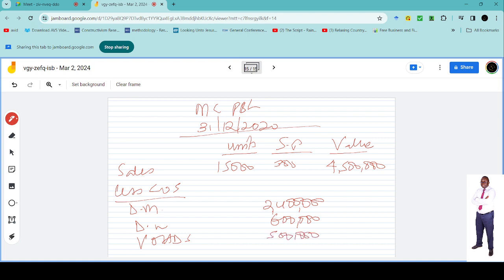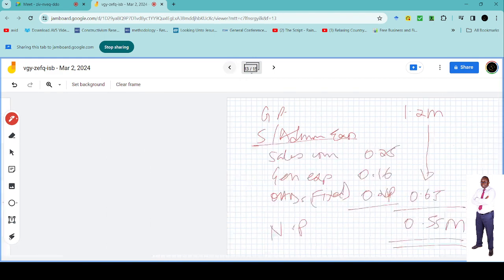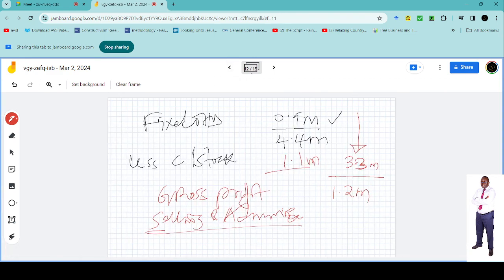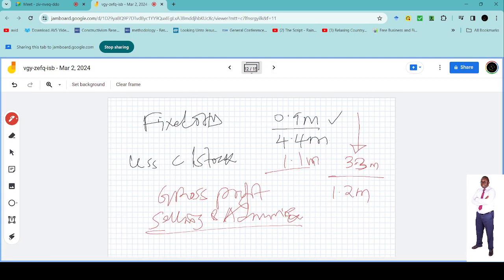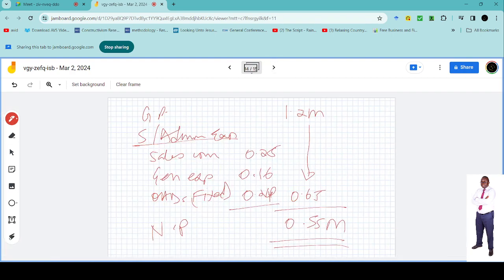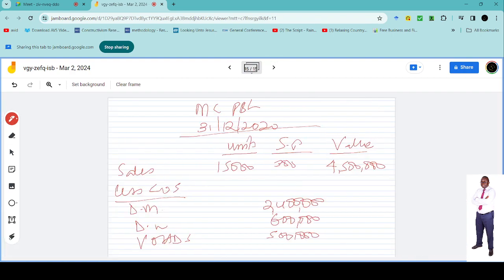So if you flip back from what we did on absorption costing, we had our figures. We had the direct material of 2.4, direct labor of 0.6, variable overhead of 0.5, and then we also had our figure for fixed overhead. So there's a fixed overhead of 0.9. But when you now come to our marginal costing, we only have these figures. We have direct material, direct labor, variable overhead. We don't have anything on fixed.